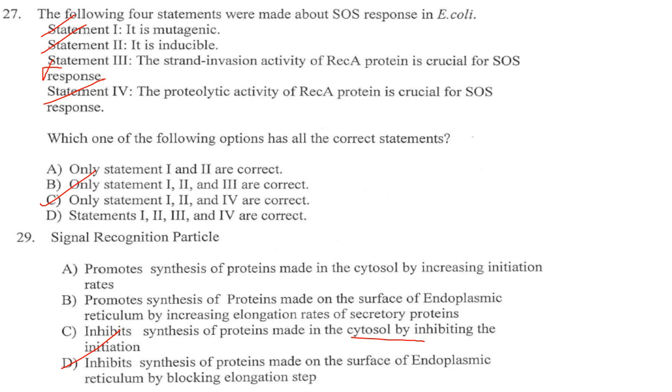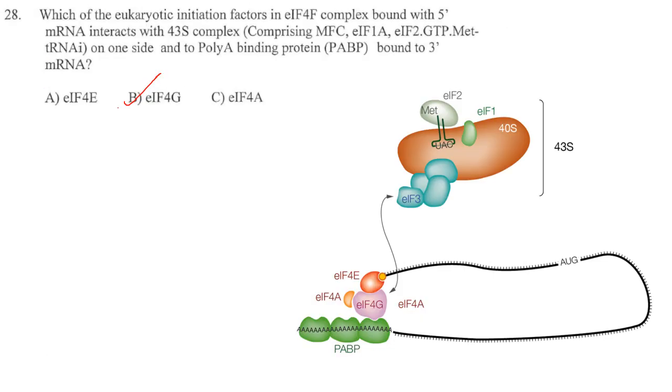So the answer here is option D. Coming to the next question. Which eukaryotic initiation factor in the EIF4F complex bound with 5' mRNA interacts with the 43S complex on one side and poly A binding protein bound to 3' mRNA?